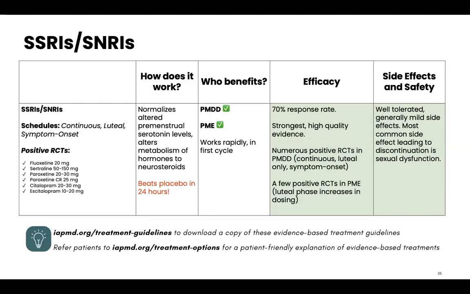So who does this benefit? We know that SSRI treatment works well for PMDD and for PME, and it works rapidly in the first cycle. In terms of efficacy, there's a 70% response rate, so that's quite good. SSRIs really have the strongest high quality evidence. There are numerous positive RCTs in PMDD looking at each of these different dosing schedules: continuous, luteal only, symptom onset. And there are also a few positive RCTs for premenstrual exacerbation. This typically involves taking the SSRI continuously, but then increasing the dose during the luteal phase.